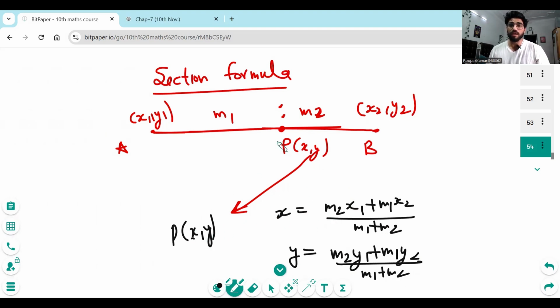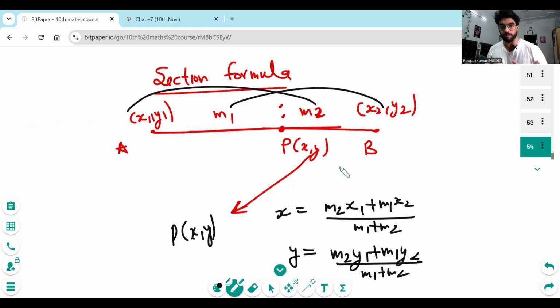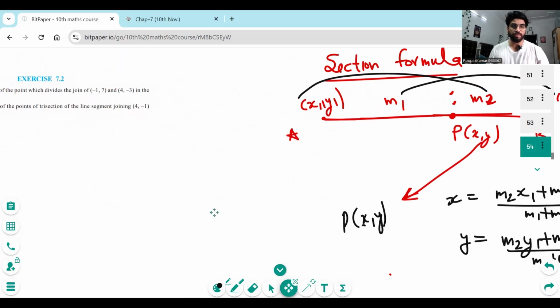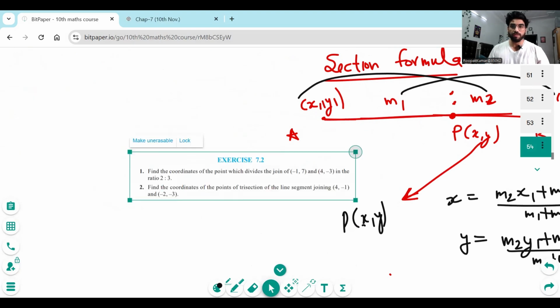Now, how can we remember this formula for X? 21 12 12, 21 12 12, that is one way. Another way is cross multiplication: M1 x2, M2 x1, and always the denominator is M1 plus M2. Same goes for Y, M2 y1, and M1 y2, over M1 plus M2. That's how you can recall the formula. Let's take one question so that we can understand this in a better way. Let's pick it from here.